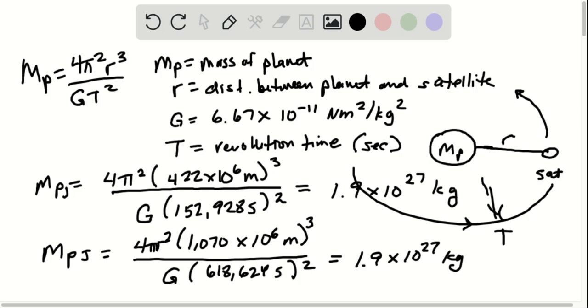So using data from other moons of the planet Jupiter, you will be able to confirm that this formula, M sub p equals 4 pi squared r cubed divided by G times T squared, does in fact work.